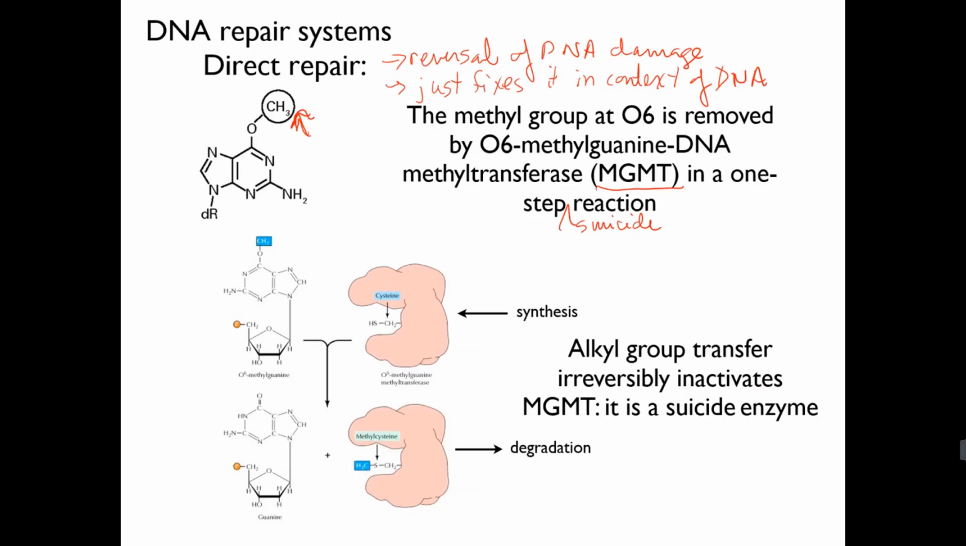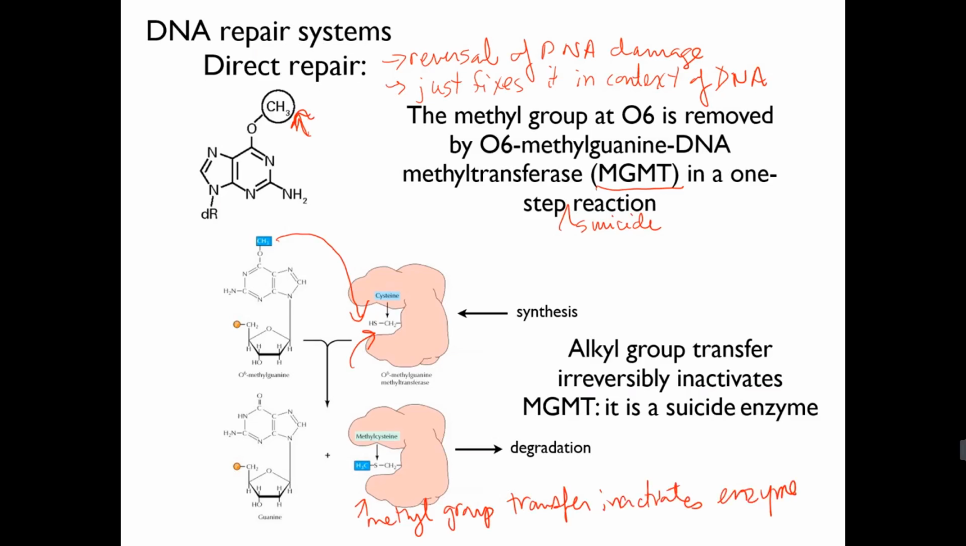MGMT has an active site cysteine, which is right here, labeled in blue. The cysteine simply catalyzes the transfer of the methyl group onto that cysteine residue. So it goes from the guanine to the enzyme. And once this happens, the enzyme is essentially inactive. So the methyl group transfer inactivates the enzyme.